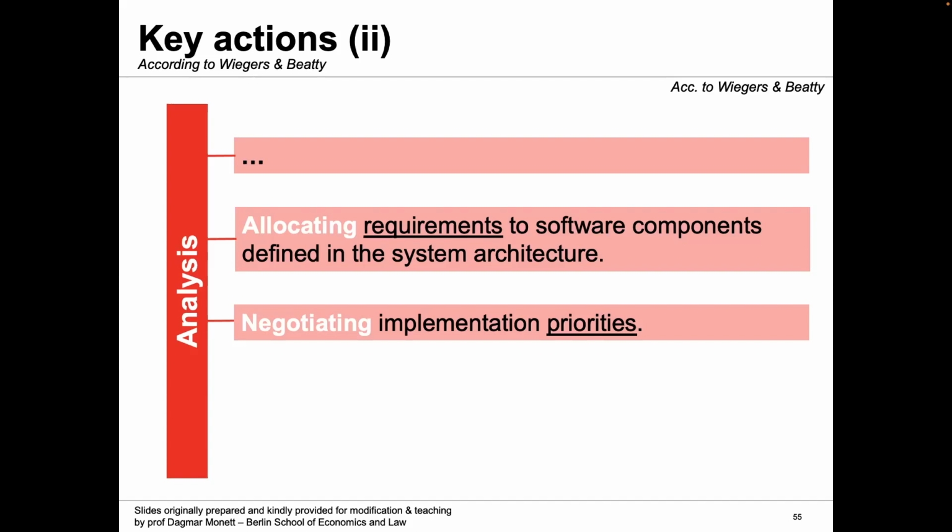So mainly talking to your client about which functionalities they want first, which quality attributes are their priority, and that they want to be delivered in the system on a priority basis. Okay, now moving on.